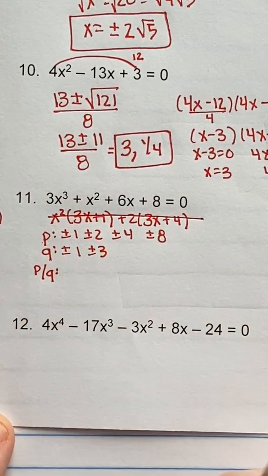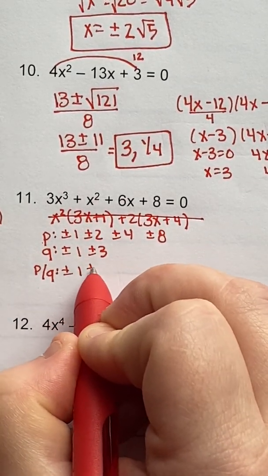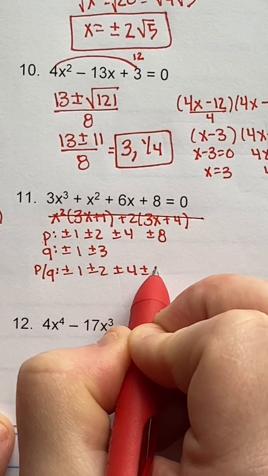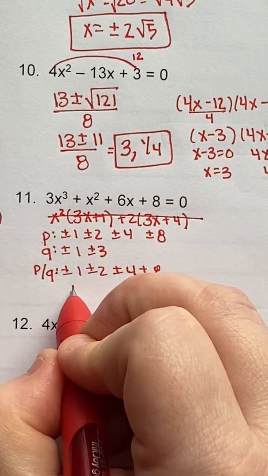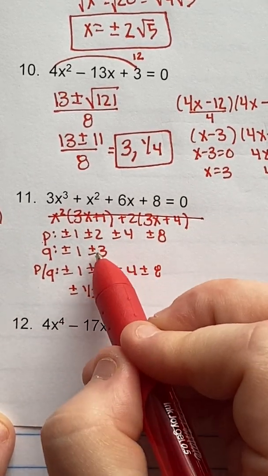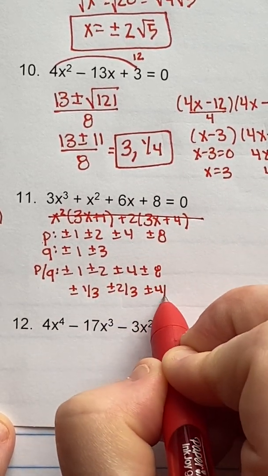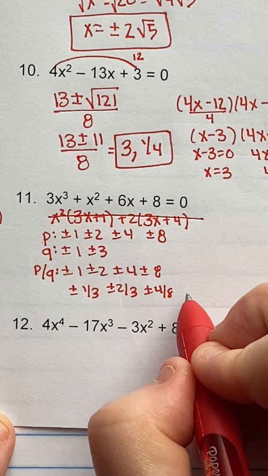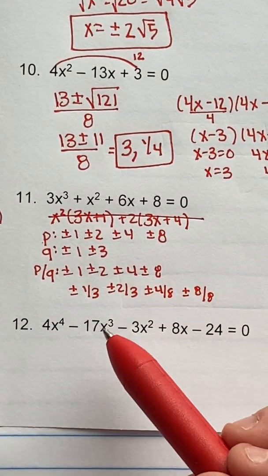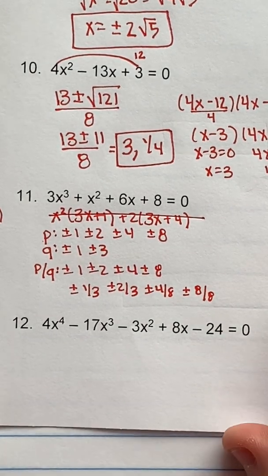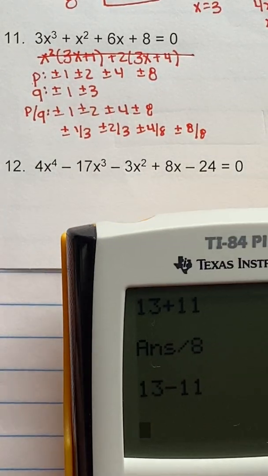Now I find all my P over Q's like we did the other day. 1, 2, 4, and 8 all get divided by 1 and give me 1, 2, 4, and 8 back. Next, I take 1, 2, 4, and 8 and divide by 3. The first one is 1/3. I'll put it right up under here. The next one is 2/3. The next one is 4/3. And the last one is 8/3. So I've got 8 possibilities, but remember it's plus or minus, so I really have 16 possibilities that I have to plug in to see which one is going to come out to give me a 0 for this problem.